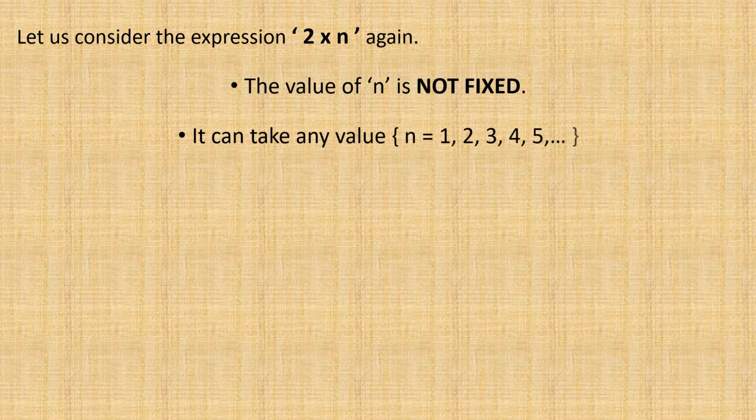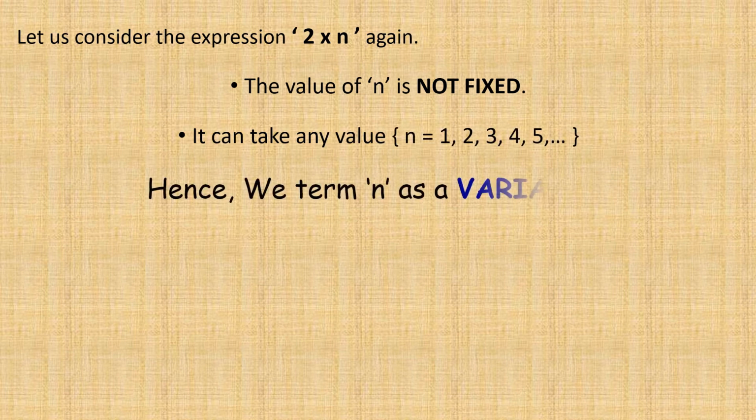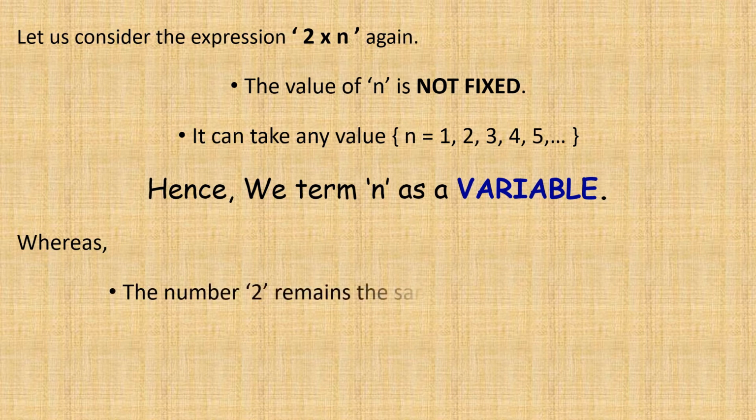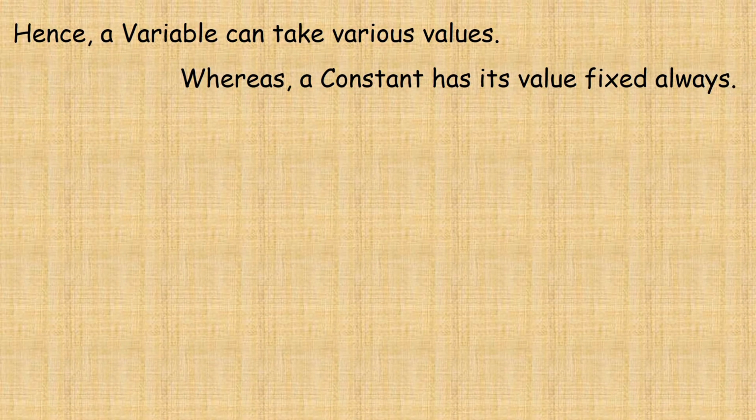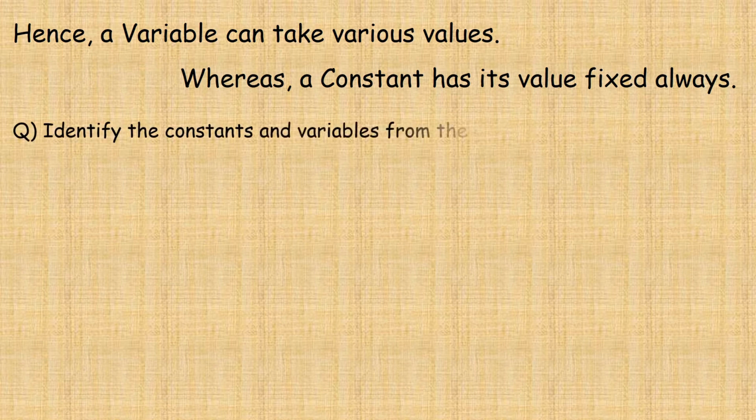So we call n a variable. Whereas the number 2 remains the same always. So 2 is a constant. Its value is fixed. We use English alphabets X, Y, Z, A, B, C, P, Q, etc. to denote variables. Now, can you identify the variables and constants from the given expressions?